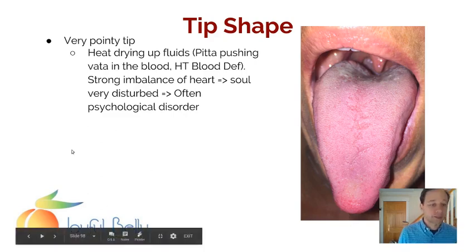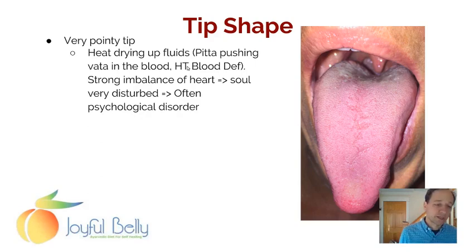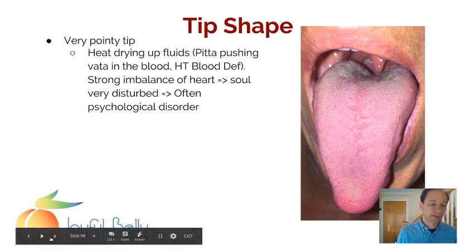Maybe some psychological disorders with that too, because the heart is really going to affect a person being restless, overstimulated, and on the other hand, depression. So those are the kinds of emotions that go along with the heart. Whereas liver is going to be more about frustration and tension. The heart is more about restlessness or depression.